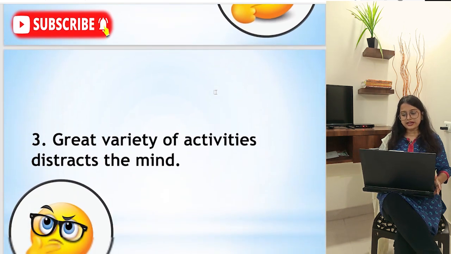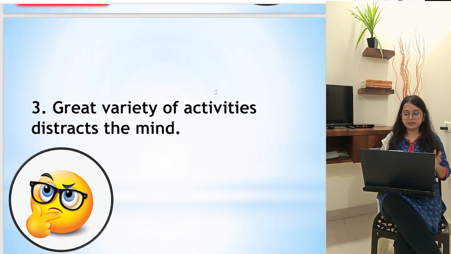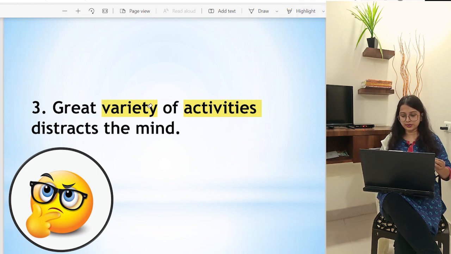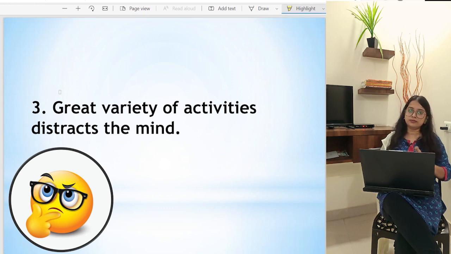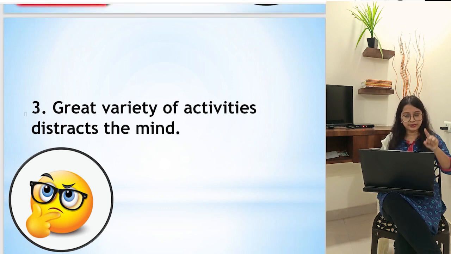Next, third one. Great variety of activities distracts the mind. Over here, subject verb agreement. Variety is, of course, the subject over here, not activities. If activities was the subject, then it would have been distract, right? But over here, variety of activities distracts the mind. There is no error at all because variety should be singular. The subject verb wise, there is no error at all. Neither this one nor this one. Then which can be the error? A great variety of activities distracts the mind. A great variety. So in the beginning of the sentence, we have to add a.